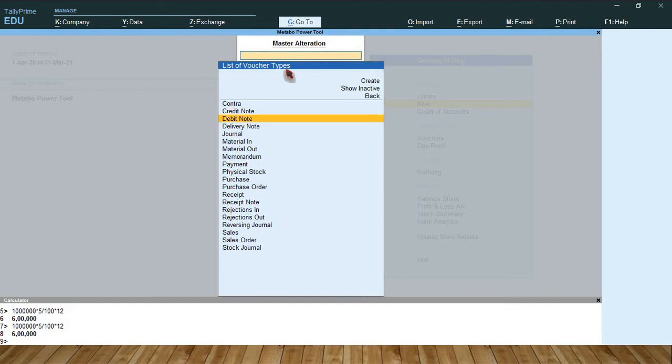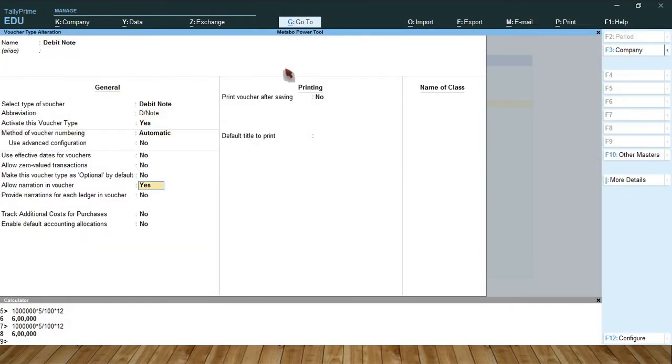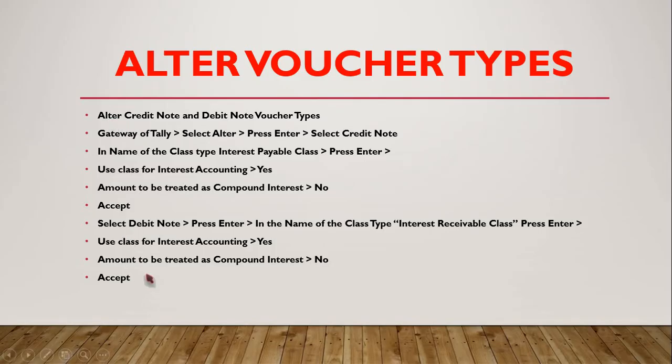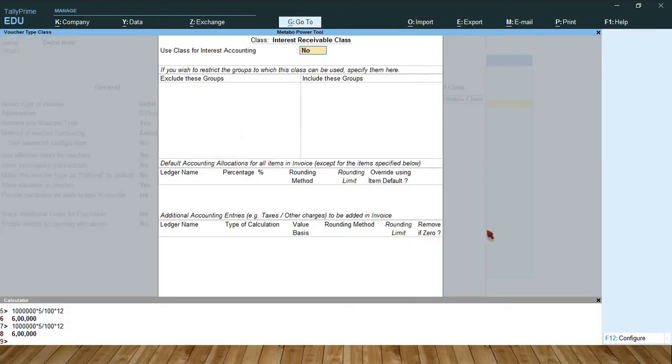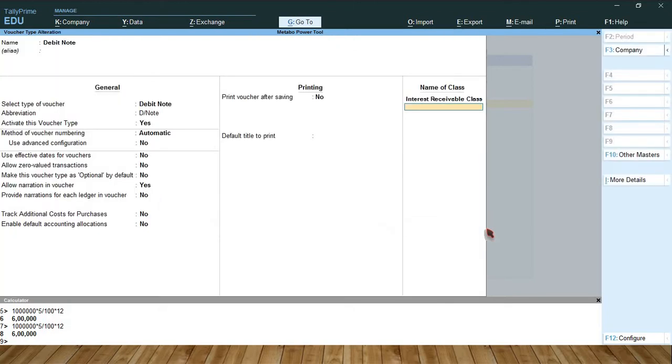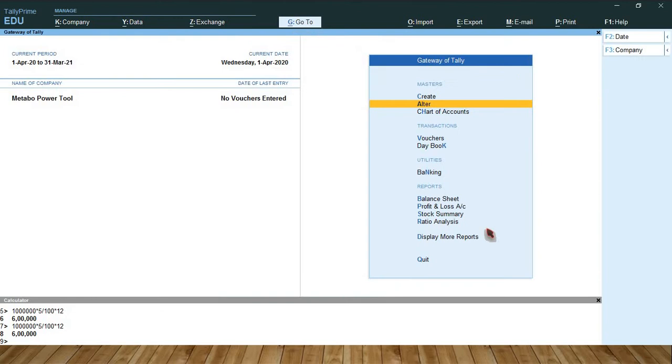Now select debit note. Come to the name of class. Here you have to type interest receivable class. Use class for interest accounting, set to yes. Amounts to be treated as compound interest, no. Accept. Okay, now we altered the voucher types of debit note and credit note.